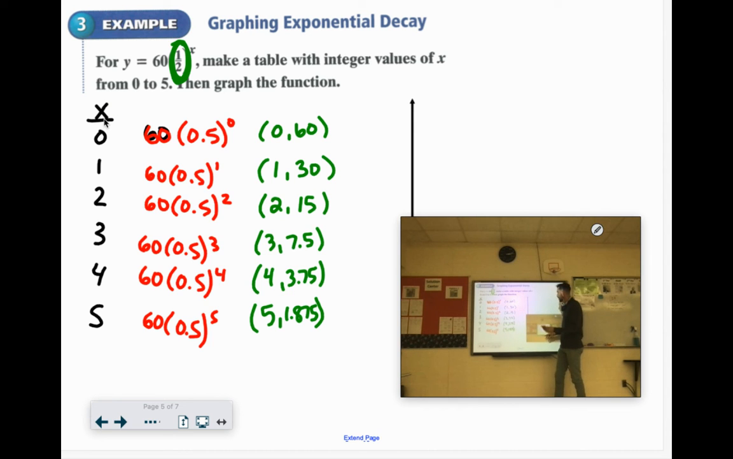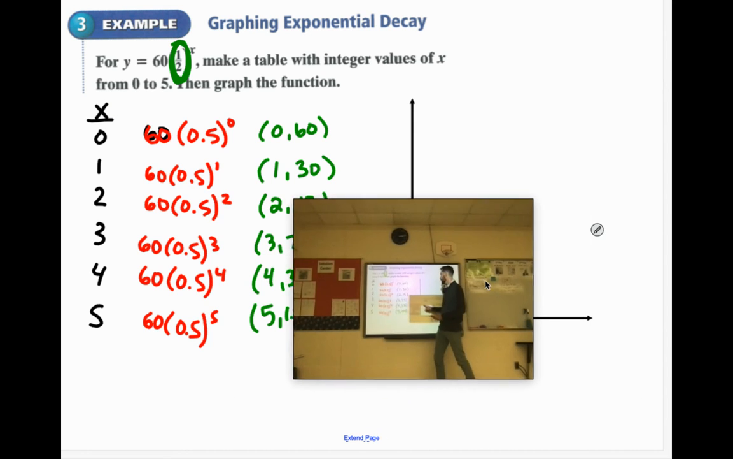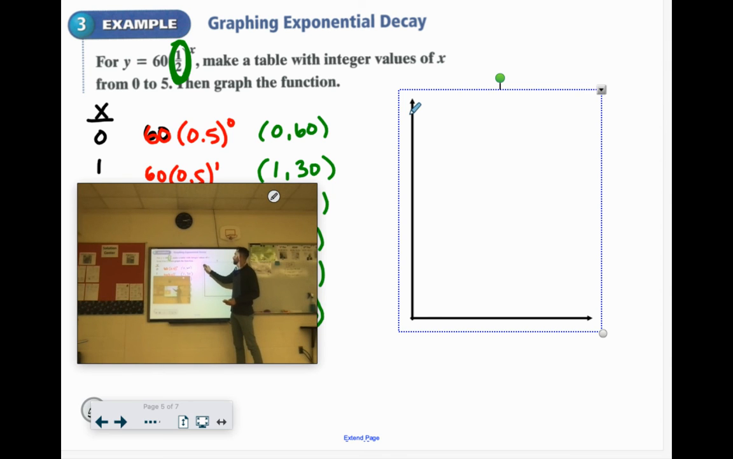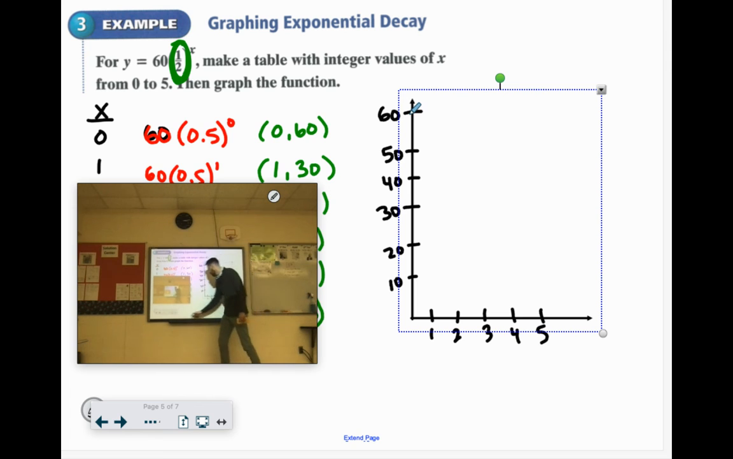So we need to make sure we include 60. So if we make this 60, this 30, we go by 10s now. 10, 20, 40, 50. And then halfway between would just be the 5s. 1, 2, 3, 4, 5.